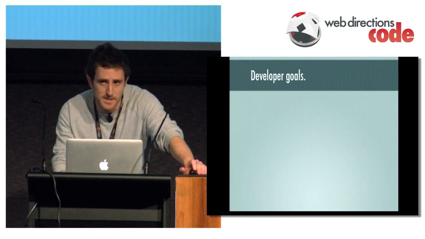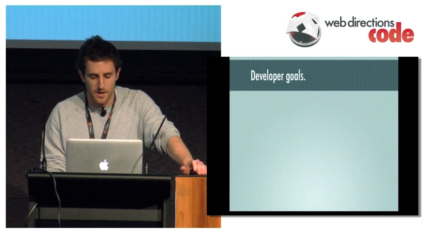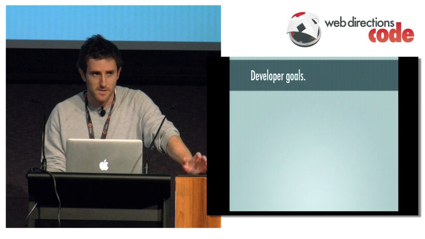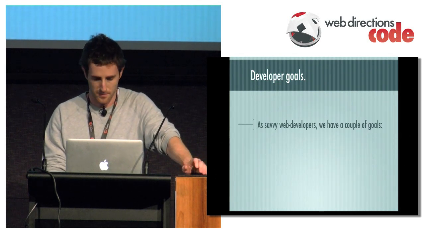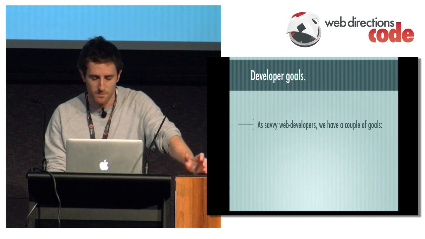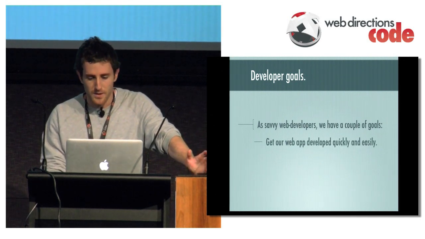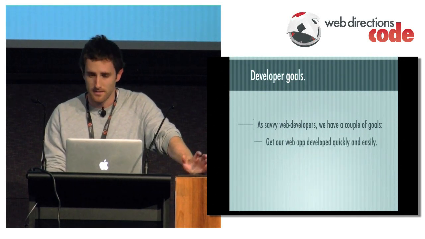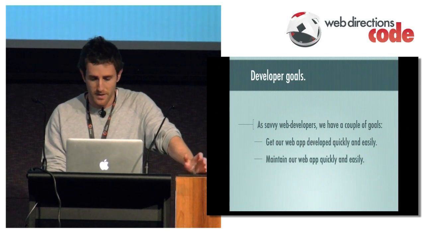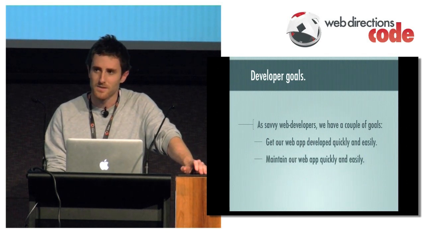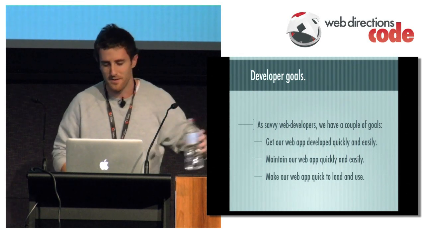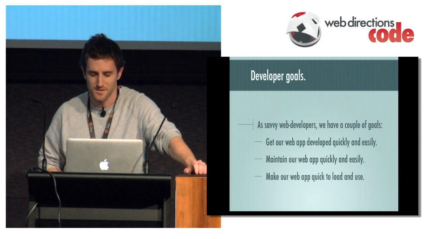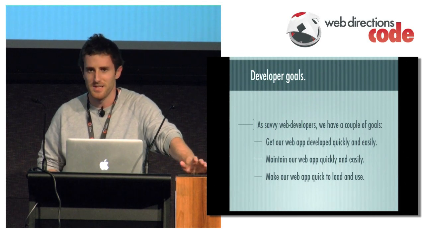So one other slight tangent that I want you to think about is, as developers amongst us, what are the kind of things that you want when you're doing this? There should be three or more. Get the app developed quickly and easily, right? That's key. Being able to maintain that app quickly and easily is also pretty key. And for your users, make your web app quick to load and use. So it pretty much boils down to quick and easy. That's what we all want.